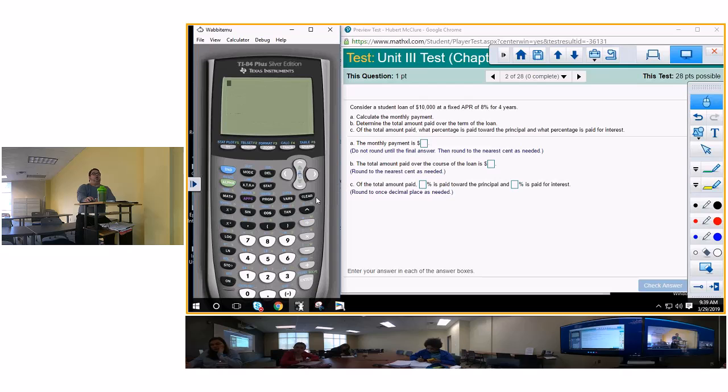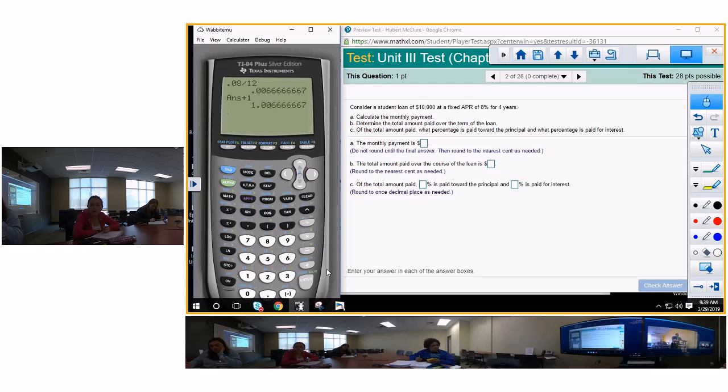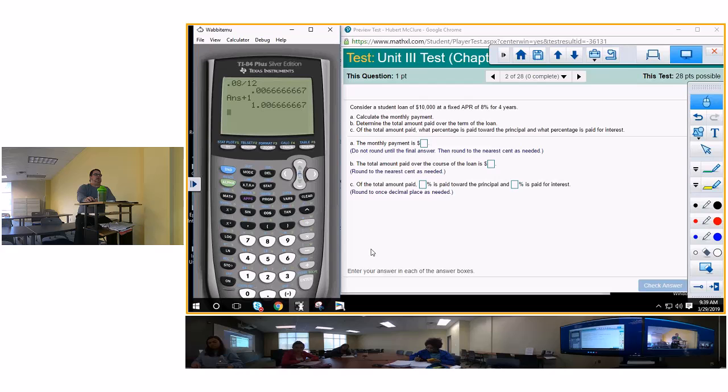Okay, now we're going to take R over N. So that's going to be 0.08 divided by 12. We're going to add that to what? 1. Then what? Raise it to 4 times 12 negative, which is 48. Negative 48. Raise that to the negative 48th power. And subtract that from what? 1.